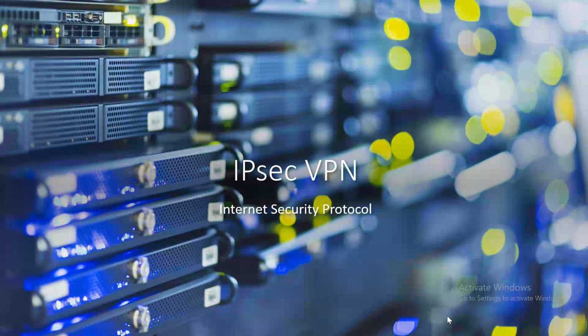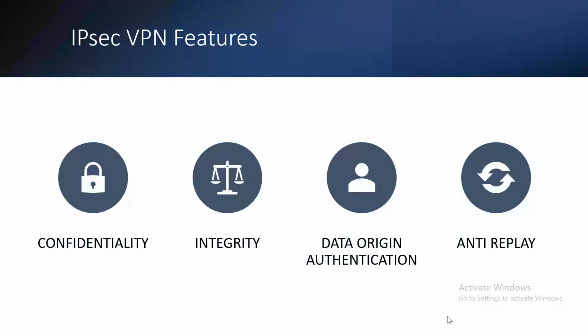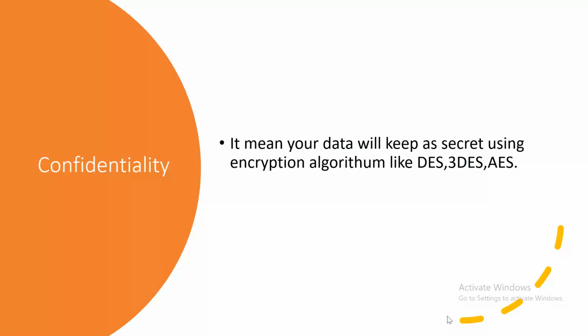So IPsec VPN, I believe that most of you know about it, right? IPsec VPN provides us a way to create a secure tunnel for remote branches. IPsec provides four features to us. First is confidentiality, second is integrity, third is data origin authentication, fourth is anti-replay. Now, what are confidentiality, integrity, data origin authentication, and anti-replay? We'll go one by one and explain.